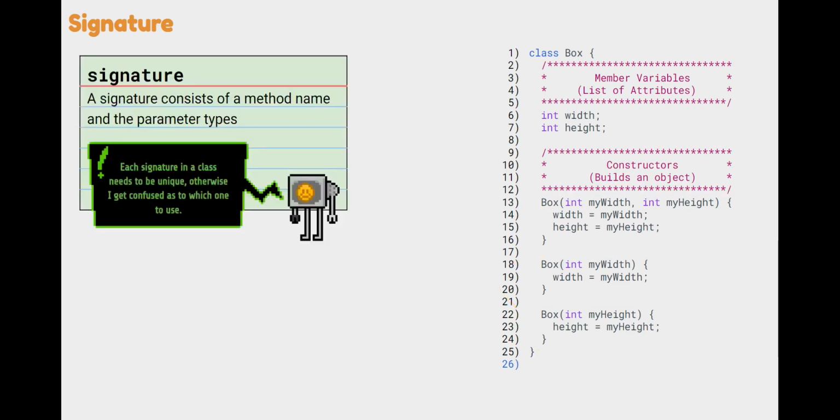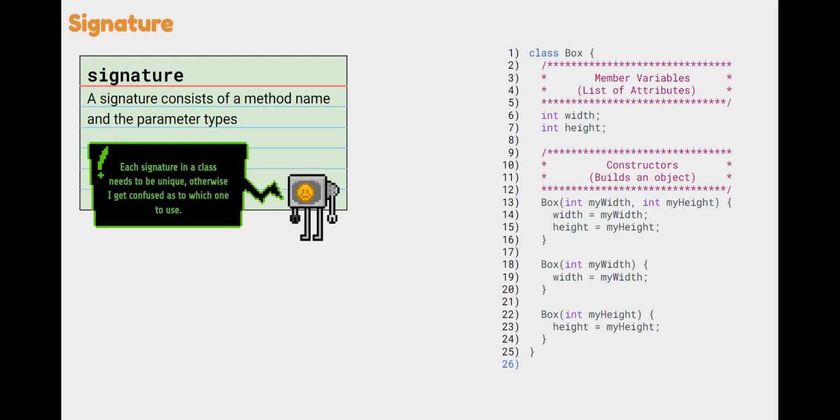And this has to deal with signatures. A signature consists of a method name and the parameter types. The parameter names don't make a difference. Each signature in a class needs to be unique or the computer won't know which one to use.